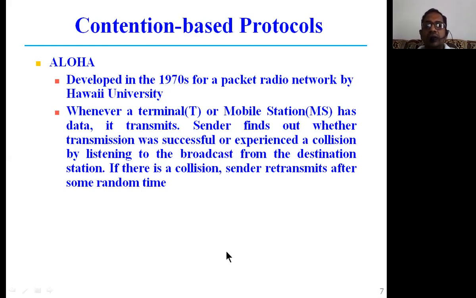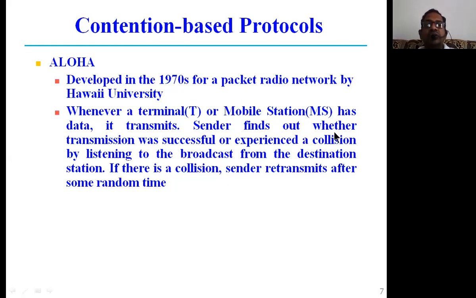Now, what is the constraint where this particular Aloha is normally used in 1970? Whenever a terminal or a mobile station has data to transmit, it simply transmits. So whenever a terminal has some data, it simply transmits blindly without looking into any possibilities of collision which may take place at a later instance of time.